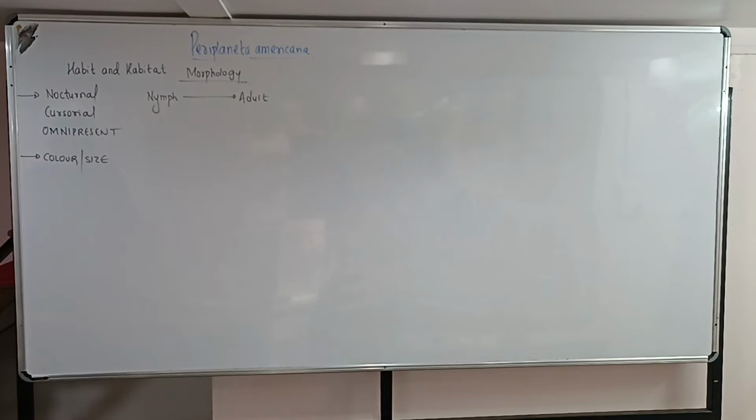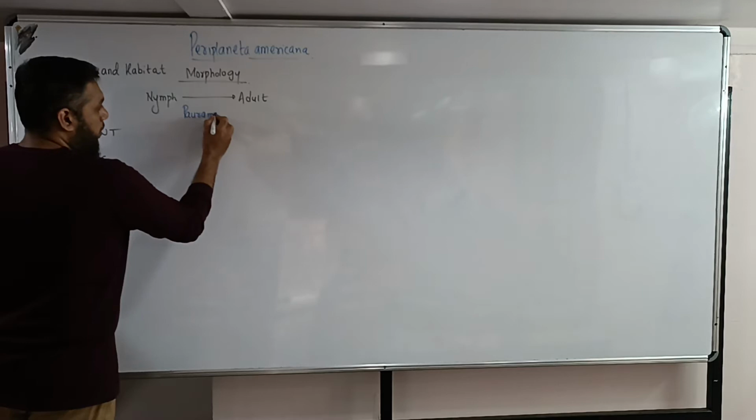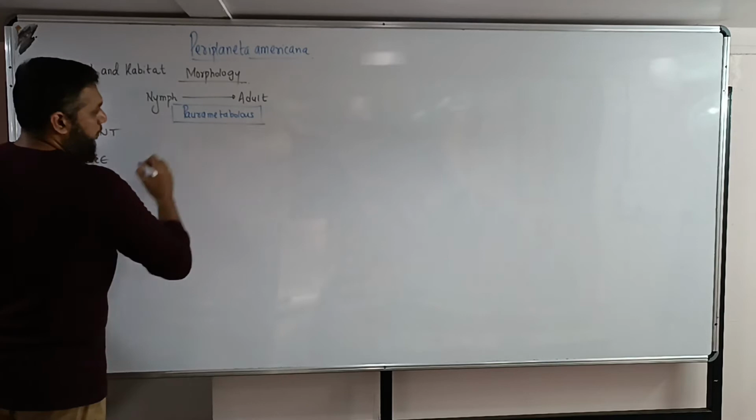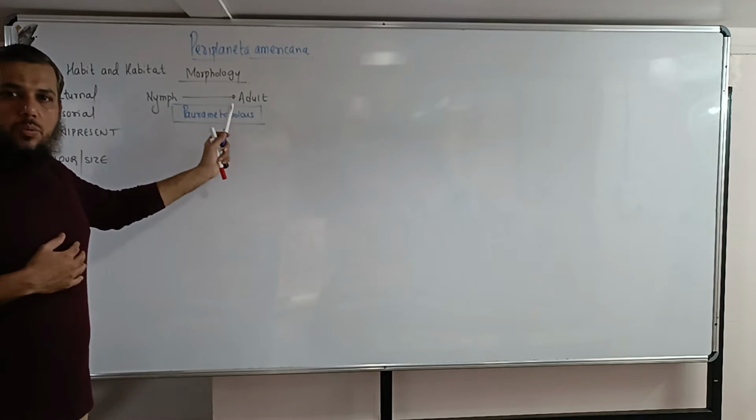Such a development, which involves nymphal stages, is called paurometabolous development. You need to learn the word. Say paurometabolous development. It's a type of development where the nymph changes into an adult. Such a development is called paurometabolous. Clear?